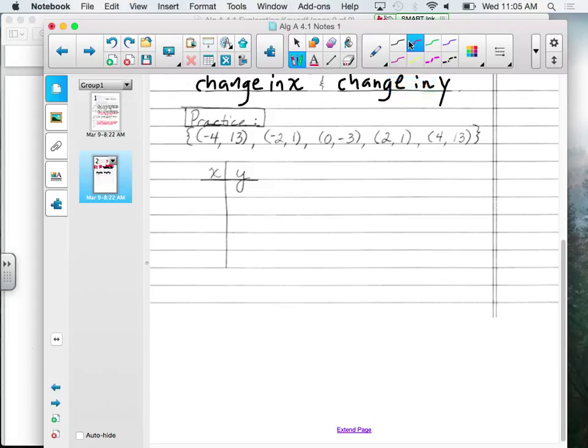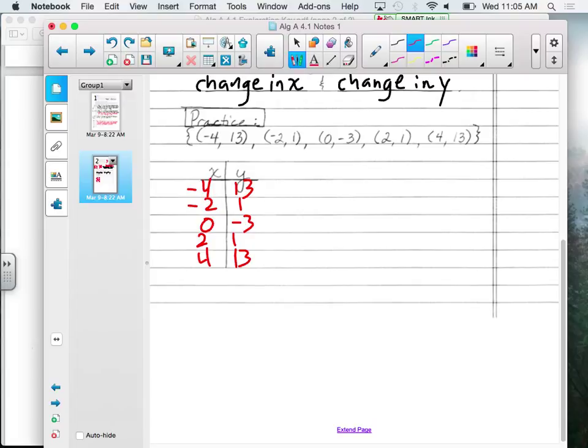All right, so where should our first ordered pair go in this table? Not at the top, right? So -4, 13, they go right next to each other. What's the next one? -2, 1, 0, -3. And the next two, 2, 1, 4, 13. Exactly.